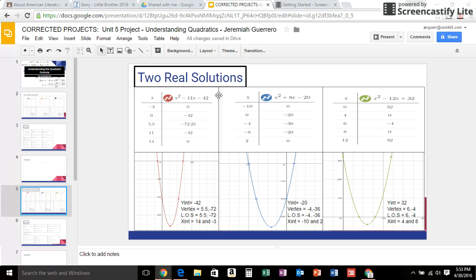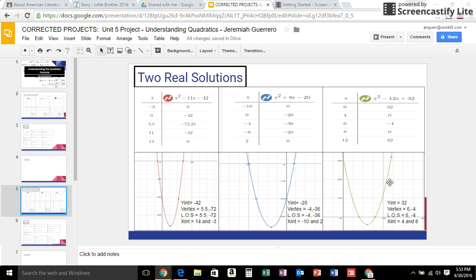Alright, second equation, 5 main points, which would be the x-intercepts, the y-intercept, and its corresponding point and the vertex. The y-intercept is at -20. The vertex is (-4, -36) here, and that's where the line of symmetry is at, and the x-intercepts are -10 and 2.